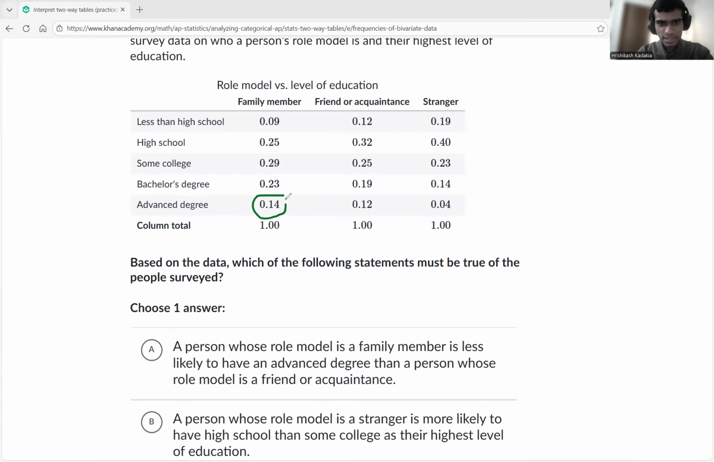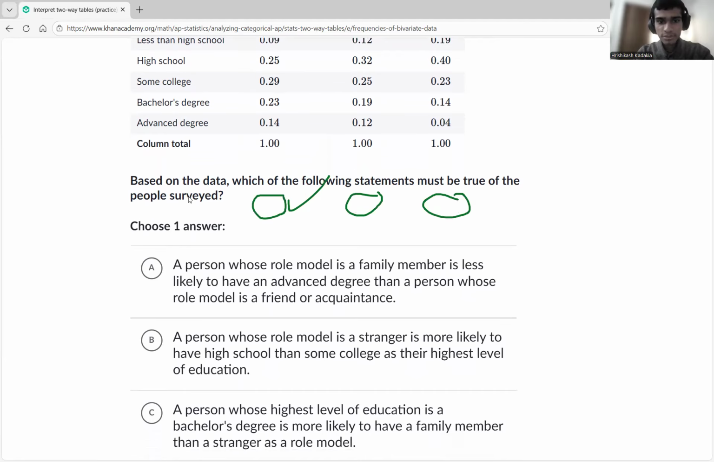Then a person whose role model is a friend or acquaintance. That is actually completely incorrect, right? Because 0.14 is actually the highest. So a person whose role model is a family member is actually more likely to have an advanced degree, because family members can inspire them. And for a friend or acquaintance, 0.14 is actually more than 0.12.